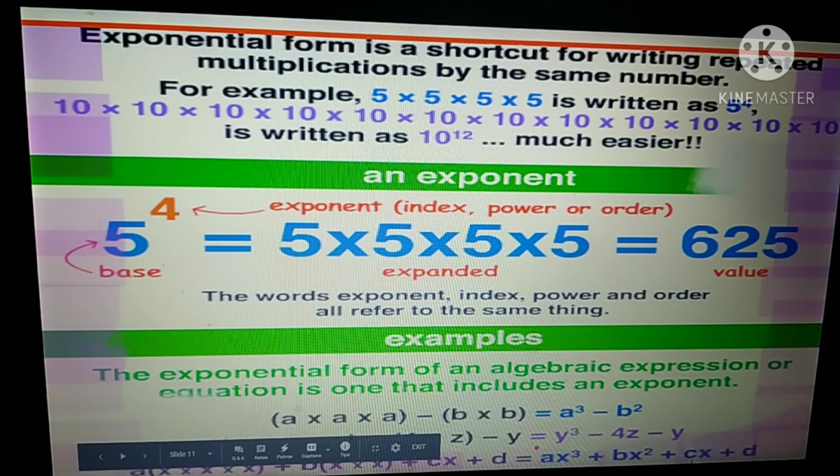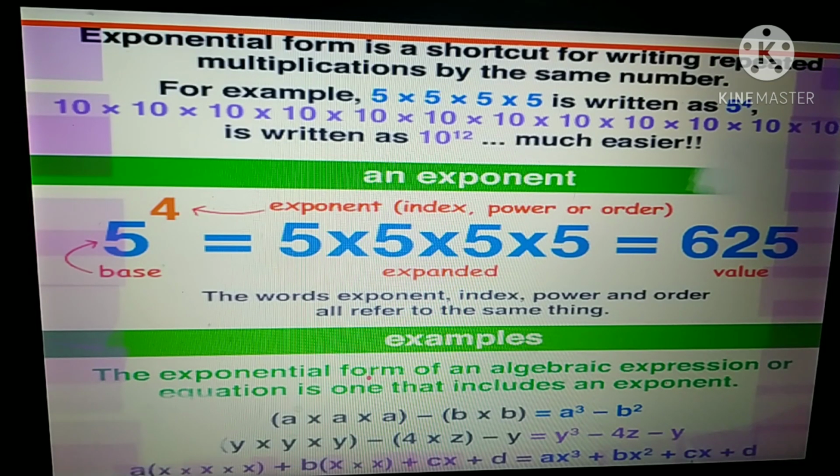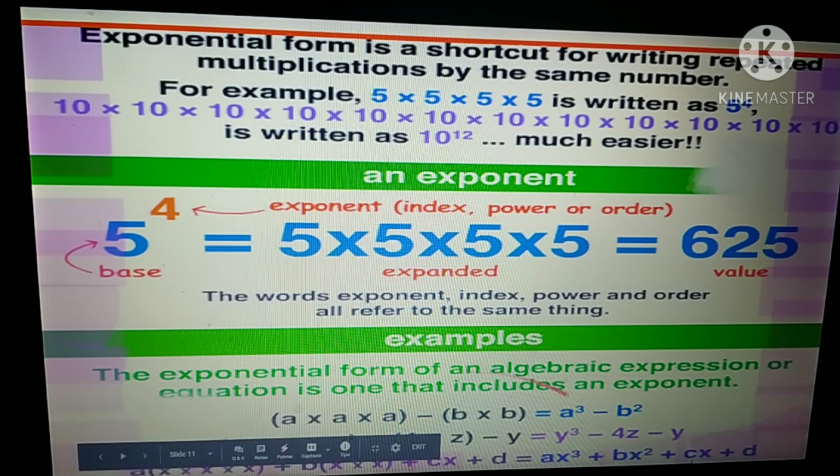Now see this one. y into y into y minus 4 into z minus y. Here how many times is y repeated? 3 times. So we can write it as y cube minus 4z only. z is repeated only one time here, and y one time only, so writing y.